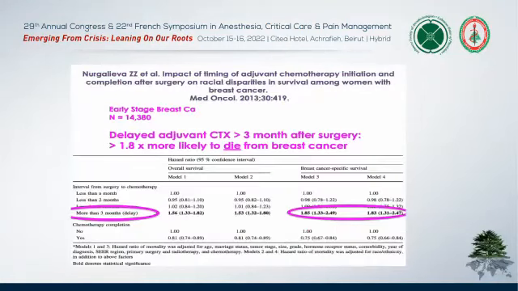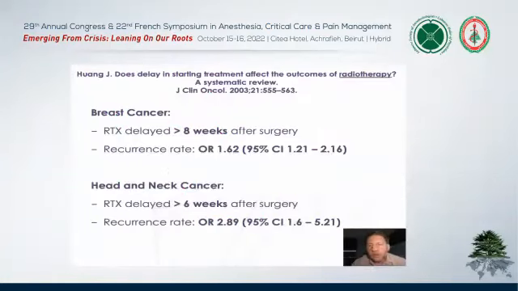Chavez-MacGregor also looked at the impact of delaying chemotherapy more than 3 months after surgery in early stage breast cancer, and that was associated with almost a doubling of the likelihood of death from breast cancer itself. And Huang looked at a delay in initiation of adjuvant radiotherapy for breast and head and neck cancer surgery. Again, there was a higher recurrence rate if there was a delay of more than 4 to 8 weeks for breast cancer and more than 6 weeks for head and neck cancer surgery.